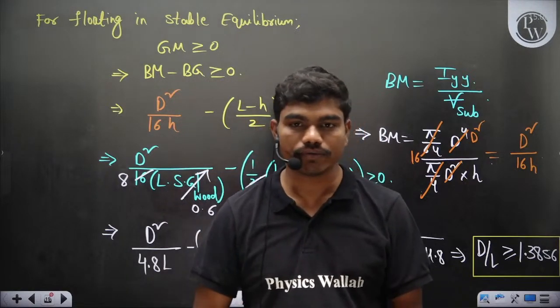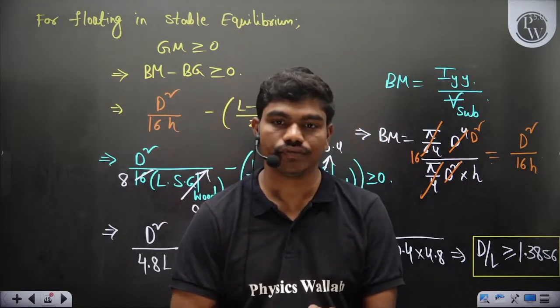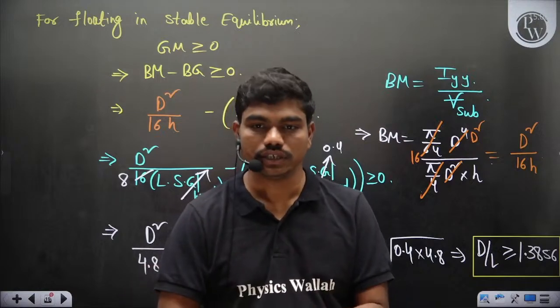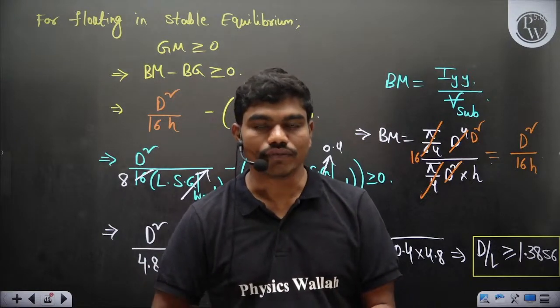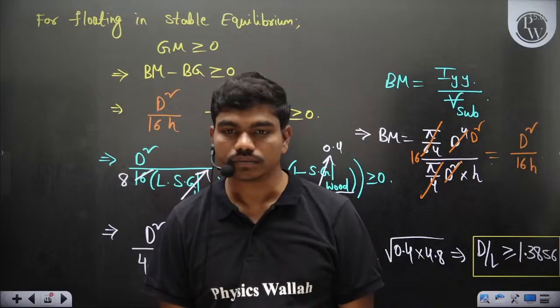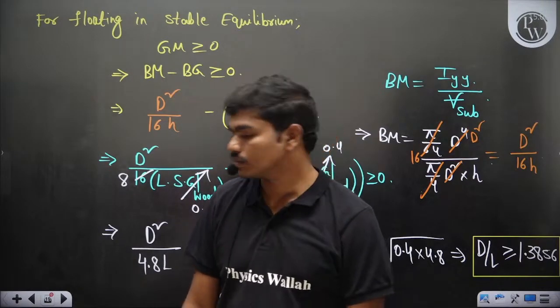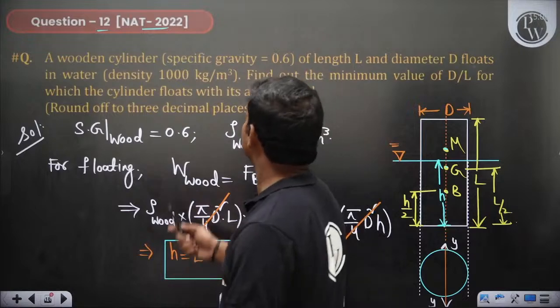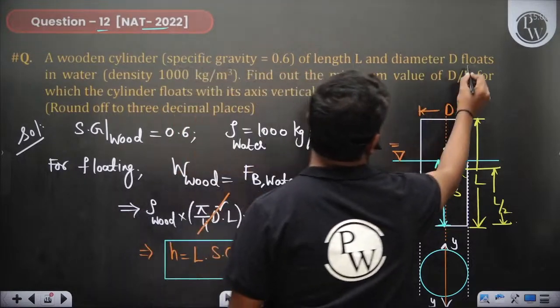Fully floating, what do you mean by fully floating? Why is it not fully submerged? Is it because, obviously, you can see it's wood, and wood generally floats, and you can see that's how it's mentioned: even a wooden cylinder floats in water.